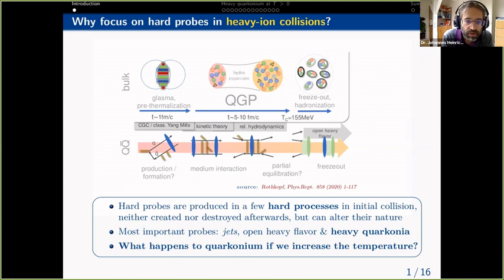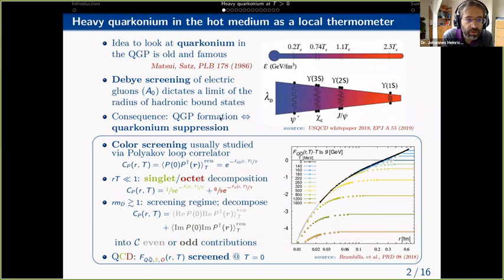And so we want to address the question: what happens to quarkonium if we increase the temperature? This idea is pretty old. It was first brought up by Matsui and Satz about 35 years ago, now with more than 3,000 citations. The idea was to take a potential model to describe quarkonium. If you have Debye screening, there will be a screening radius, and if that screening radius gets smaller than the radius of the state in your potential model, the state should not exist anymore and should be dissolved. Therefore you would see quarkonium modification or suppression as intertwined with QGP formation.